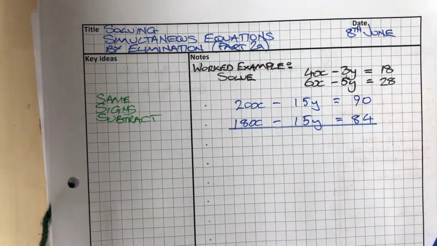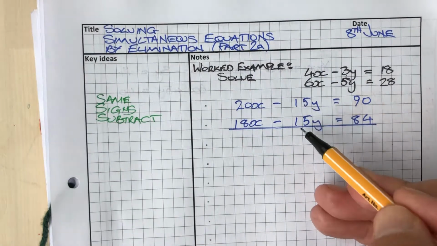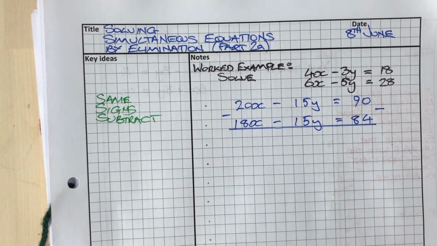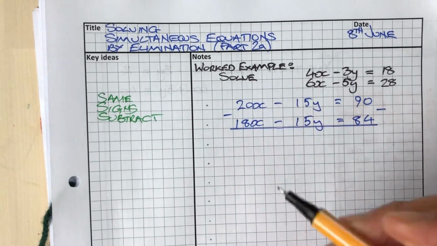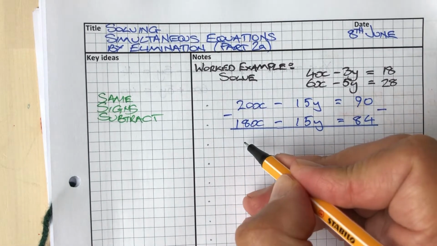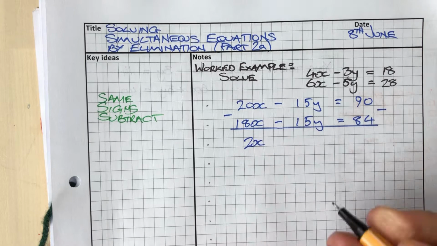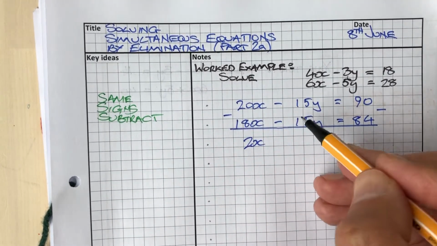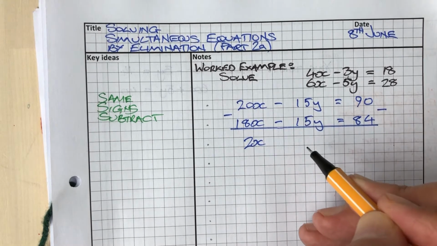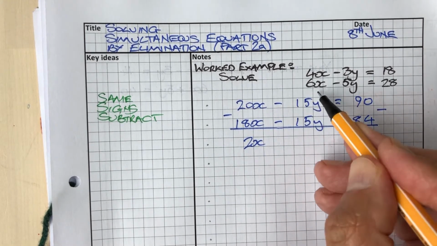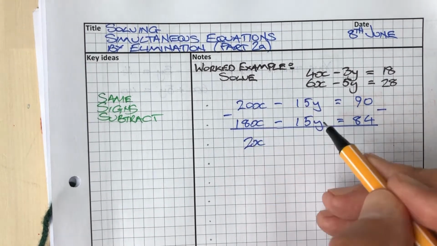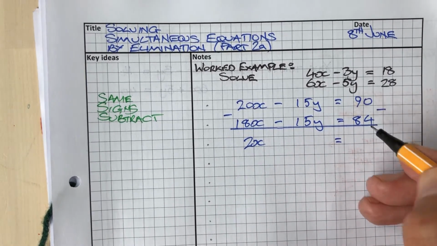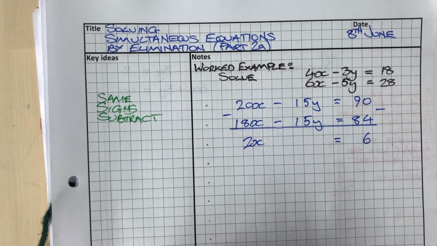Okay, I have got the same signs in front of y in both equations, so I will be subtracting. So 20x take away 18x gives me 2x. Negative 15y take away negative 15y is nothing. You have a number, whatever that number is, and you subtract the same number, you're left with nothing. And 90 take away 84 is 6.